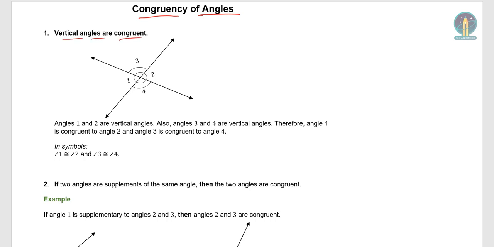Vertical angles are congruent, and we talked about vertical angles and types of angles, right? So vertical angles are angles that are opposite like this. So here, angles 1 and 2 are vertical angles. Also, angles 3 and 4 are vertical angles. So angle 1 is congruent to angle 2, and angle 3 is congruent to angle 4. These two are equal, or congruent, and 3 and 4 are equal, or congruent. In symbols, this is what we have.